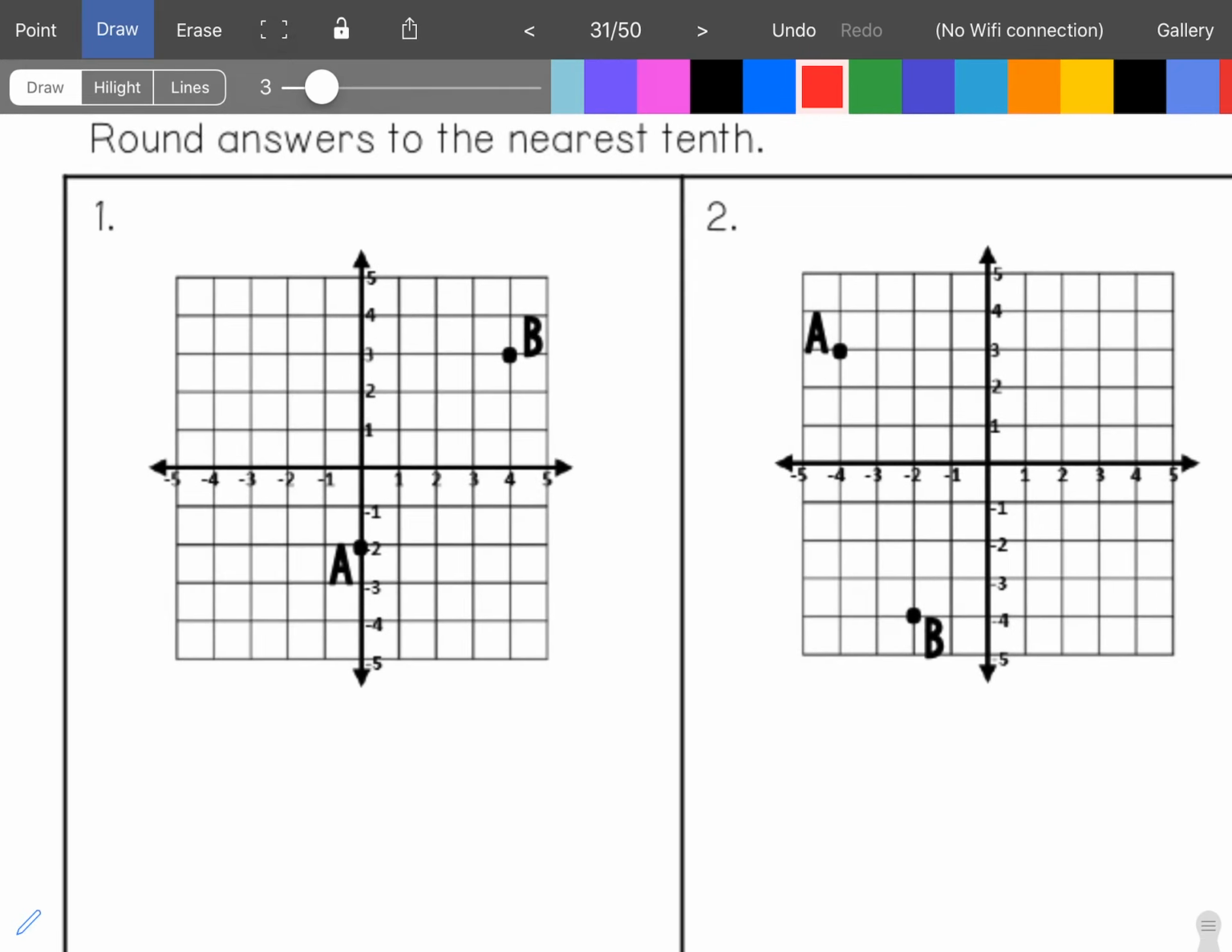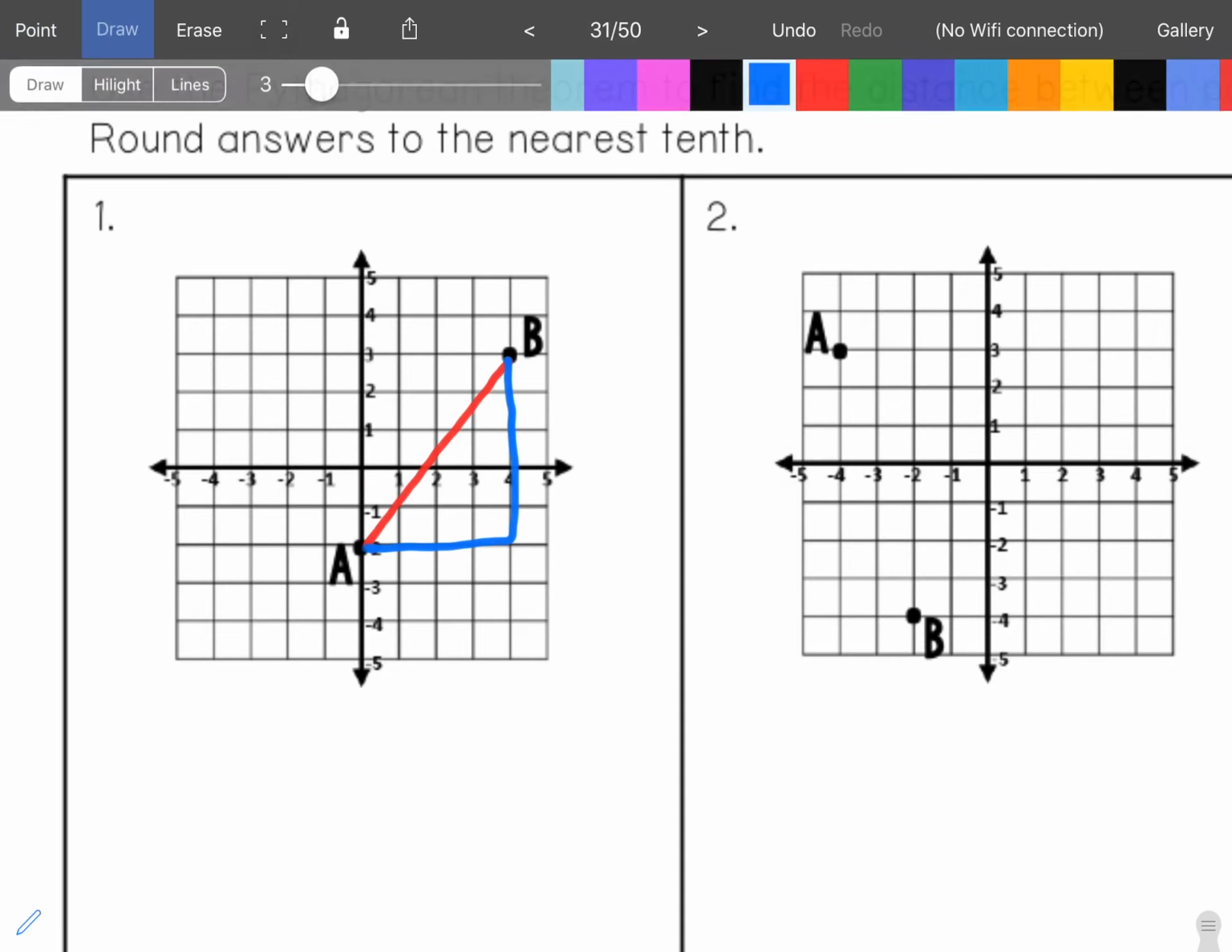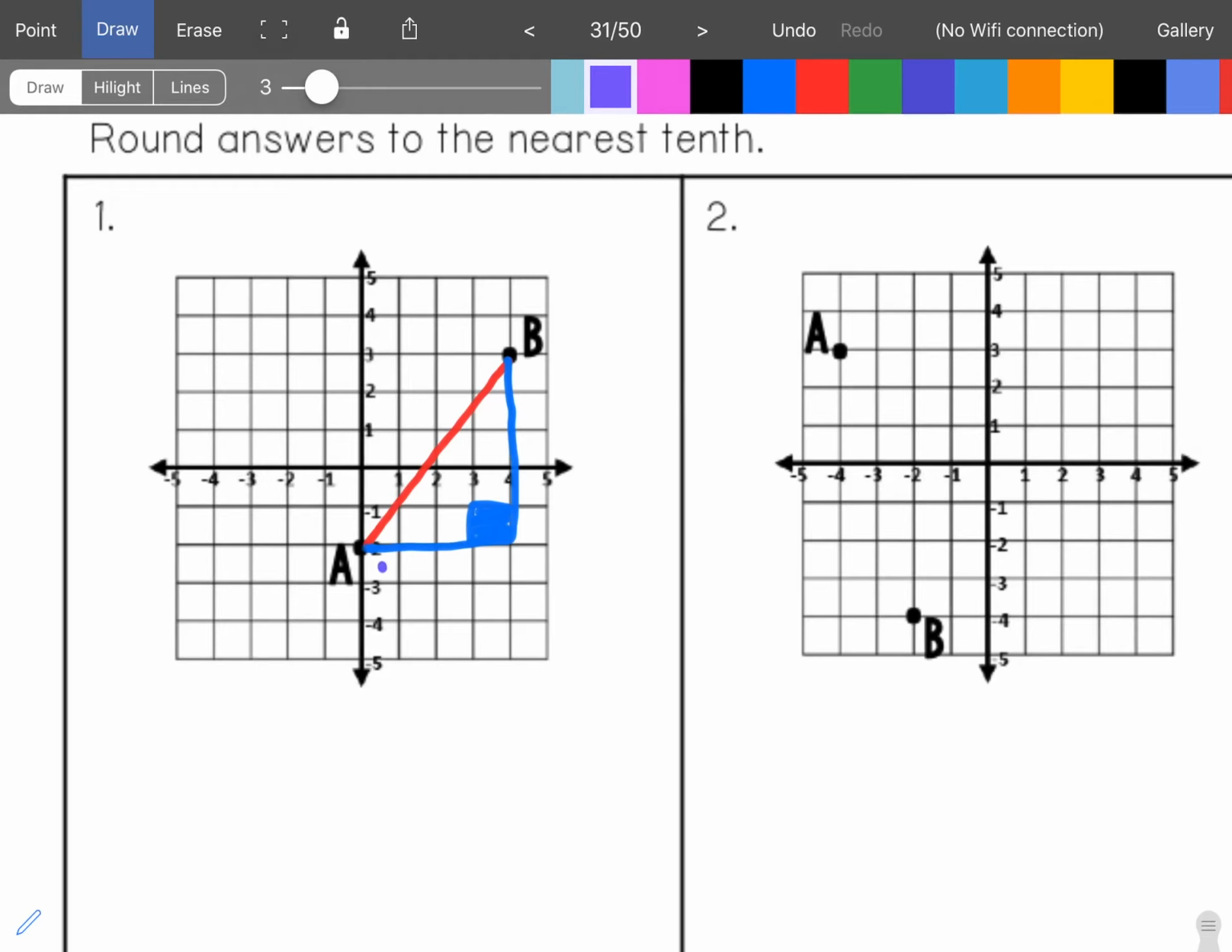So first of all, we're going to connect A to B, and then we're going to create a right triangle. You can go two ways. You can go over and up, or if you rather, you can go up and then over. It really doesn't matter. But we just have to make sure we create that right angle right there. Okay, and then what we're going to do is count our base.